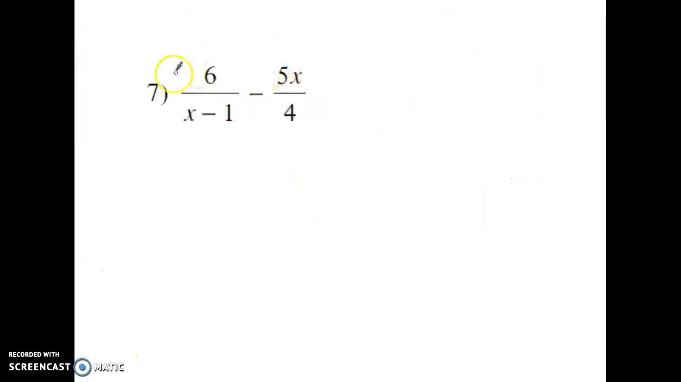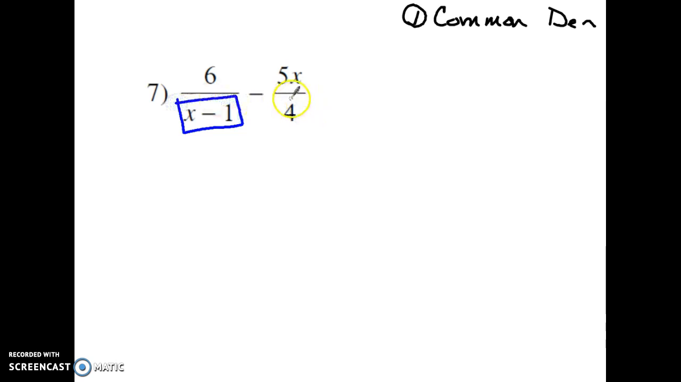Alright, we're going to scoot you back up and look at problem number 7. I wanted to do a subtracting problem with you. So, first thing we need to do is make sure we have a common denominator. And right now, you can tell, denominators are not the same. So I'm going to put a rectangle around my first denominator. And I'm going to put a circle around the second denominator.